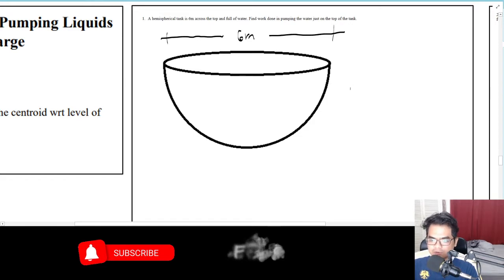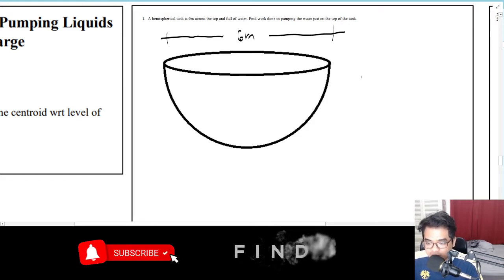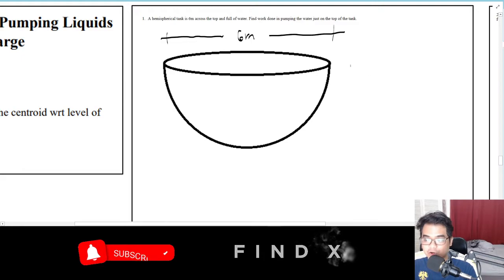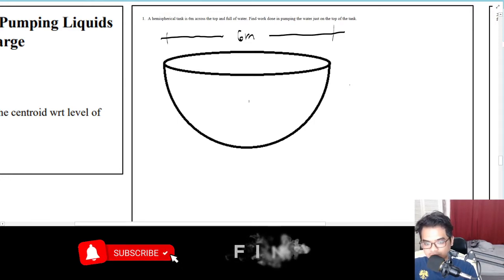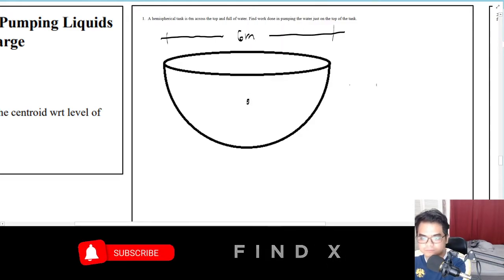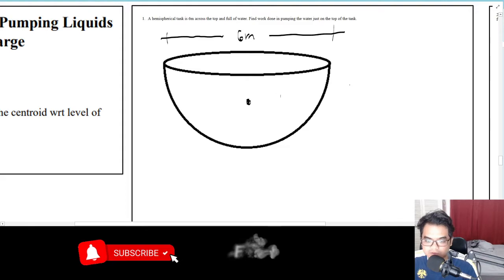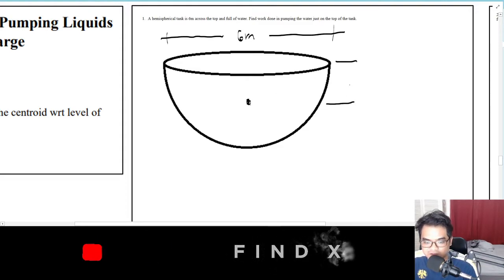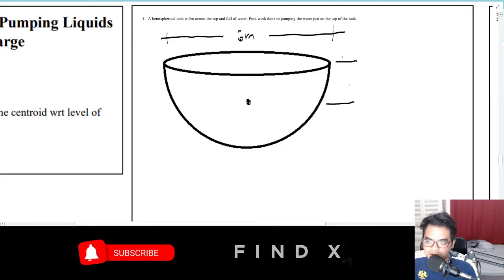If that is a hemispherical tank, again, a hemisphere is just one half of a sphere, so we can easily get the volume of that. The only problem here is the h bar, which is the centroid. The centroid is the distance of the centroid of the sphere to the top of the tank. This is just 3/8 r.